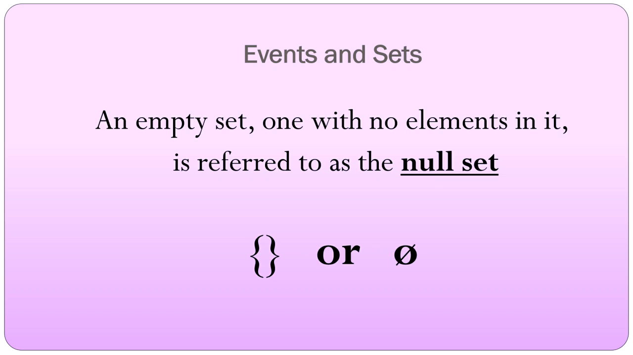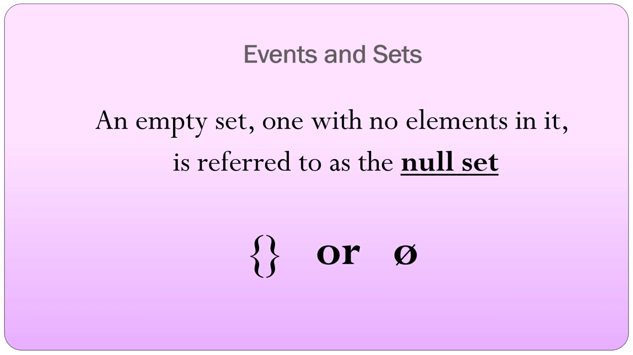And then there's something called the empty set, which has no elements in it. This is also referred to as the null set, and you'd either see it as these curly brackets with nothing in it, or the zero with a cross through it. That also represents a null set. So that's a set with no elements in it.